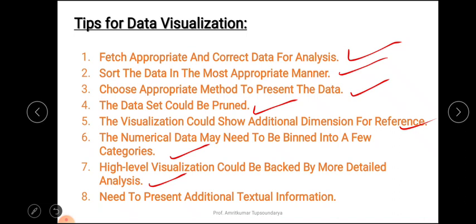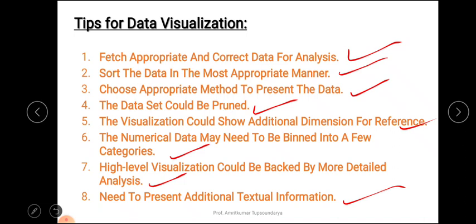The eighth tip is the need to present additional textual information. There may be a need to present additional information to tell the whole story. For example, one may require notes to explain some extraordinary results, right?